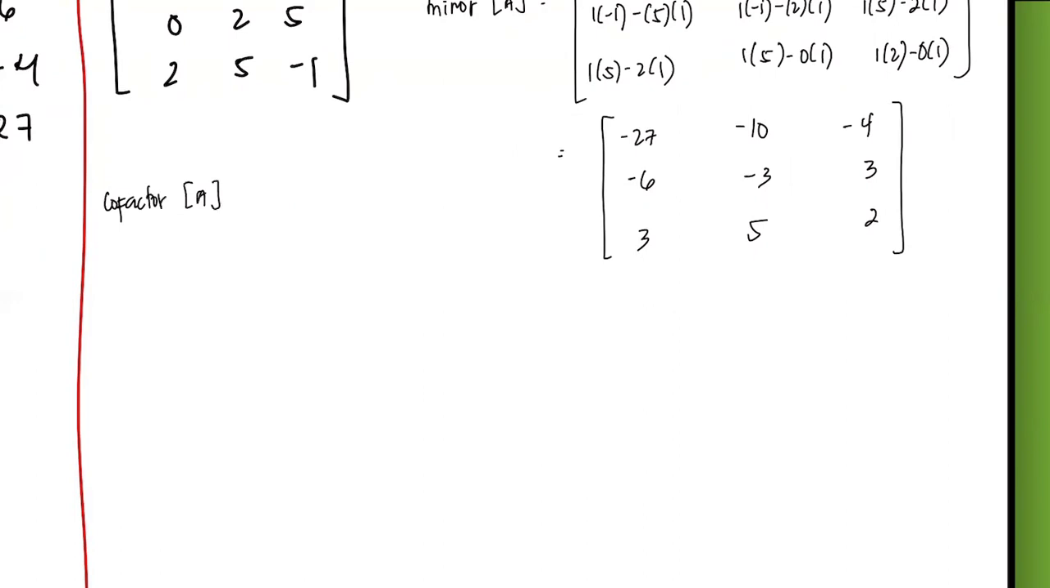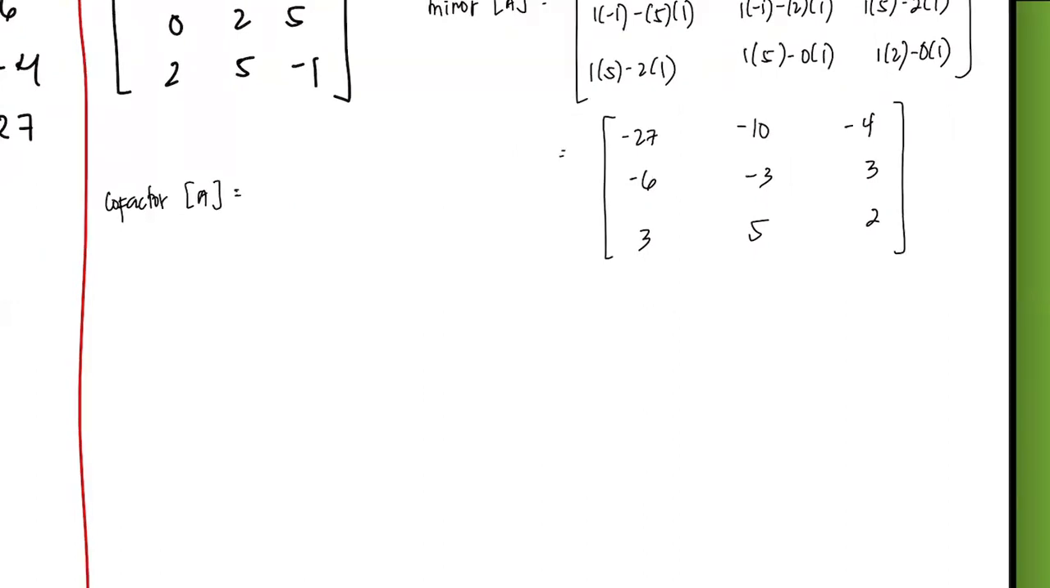Yung A. Okay? So yung sa sign lang natin, no? Dapat plus minus tayo. So positive na to. Negative 4, 6. Negative 3, negative 3, 3, negative 5, 2.